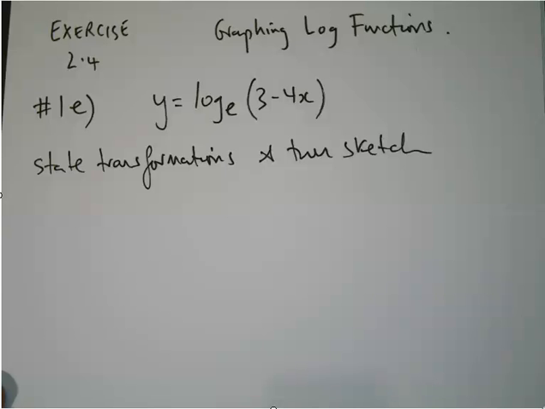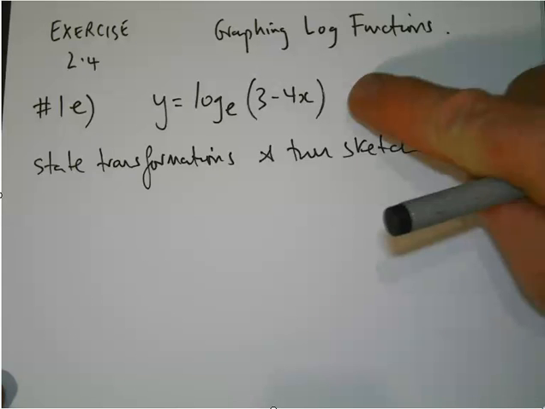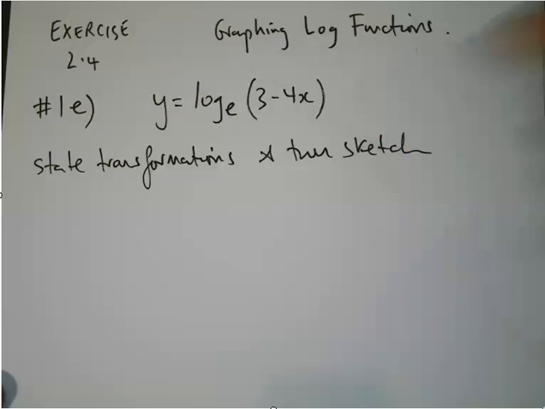This is for Year 12 Methods and it covers exercise 2.4, which is the graphing of log functions. I'm going to complete question 1a, which asks: state the transformations that take y equals log e of x to y equals log e of (3 minus 4x), and then fully sketch, showing all axial intercepts and features.